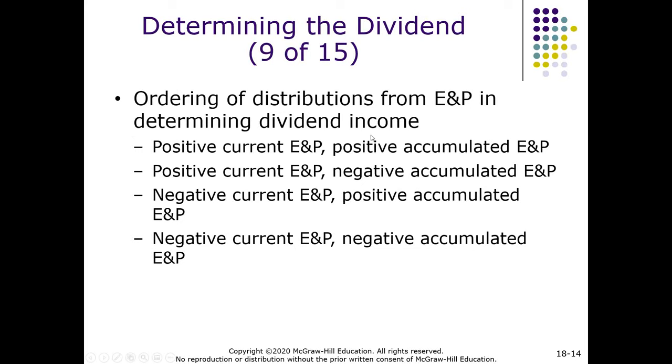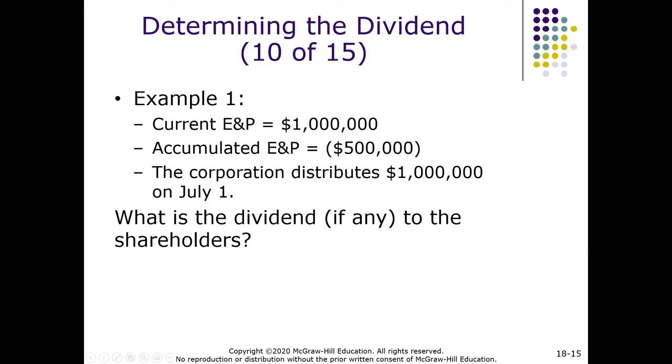Ordering distributions of E&P and determining dividend income. Positive current E&P, positive accumulated E&P. And this is kind of the way that they're going to do this ordering. We'll talk about this when we get to the example.